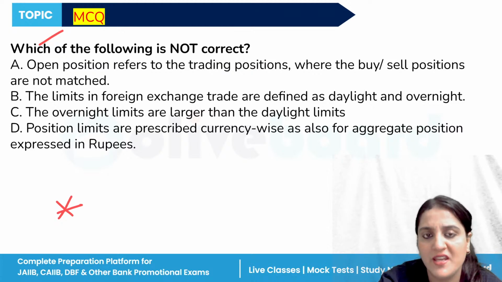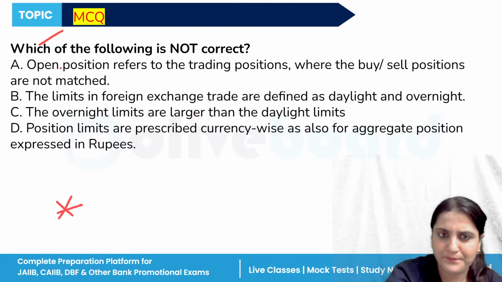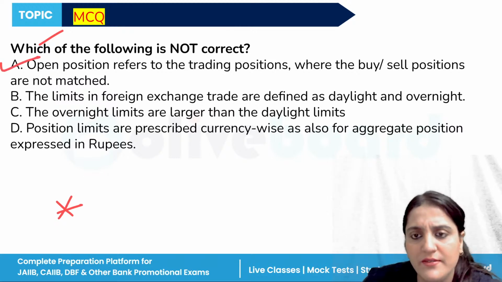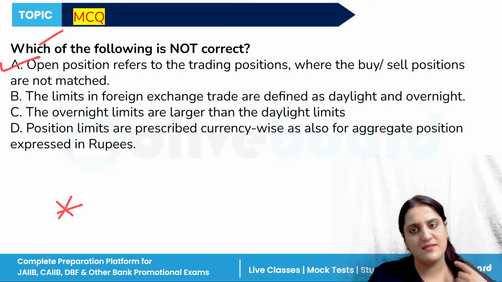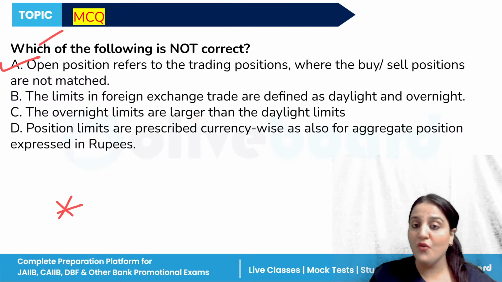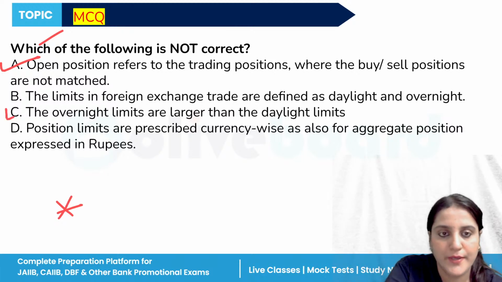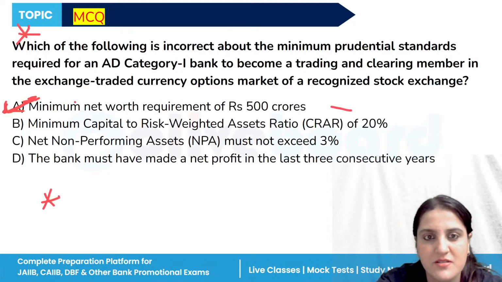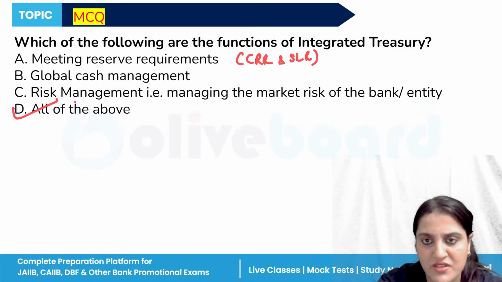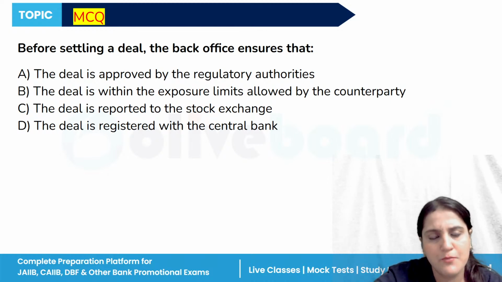Then if we talk about here, open positions refers to the trading positions. This is, I think, correct. And the second one is, the limits in foreign exchange trade are defined as daylight and overnight. This is also correct. But the overnight limits are larger than the daylight limits. That option is incorrect. Okay? That option is incorrect. I understand now. I was a little bit confused between these two three slides, but okay, now all set. If you all still face any problem, just tell me.